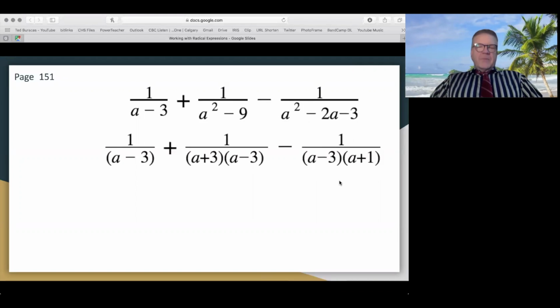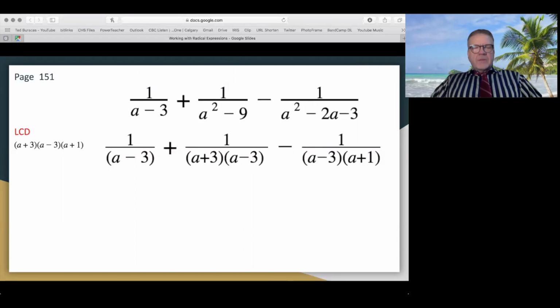So what's the next step? Well, at this point, what you want to do is identify what you're working with. Because as I said, you can multiply all of these terms by each other and get a common denominator, but I think we can figure out that we don't have to multiply the a minus 3 denominator by everything here because this is a little bit redundant. So first identify what your lowest common denominator is. It's going to be a plus 3 times a minus 3 times a plus 1.